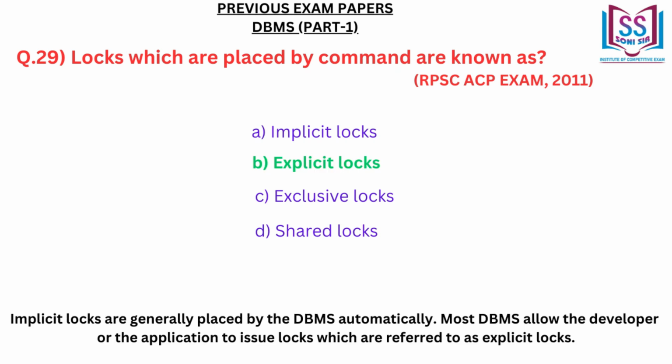Implicit locks are generally placed by the DBMS automatically. Most DBMS allow the developer or the application to issue locks, which are referred to as explicit locks.